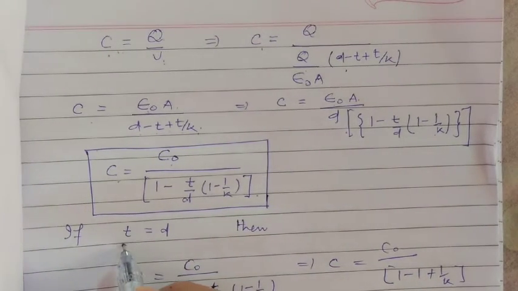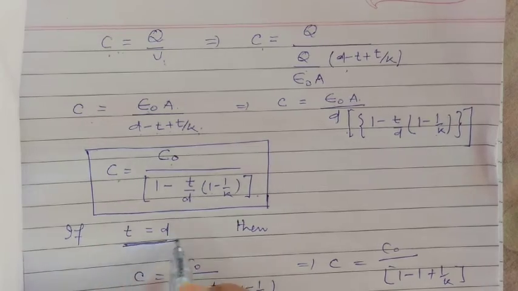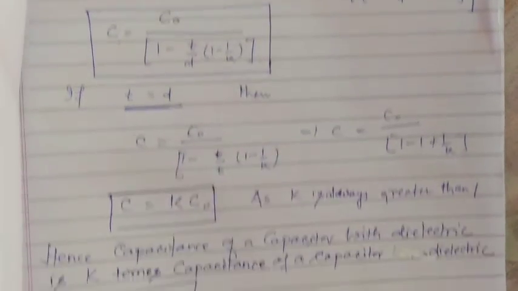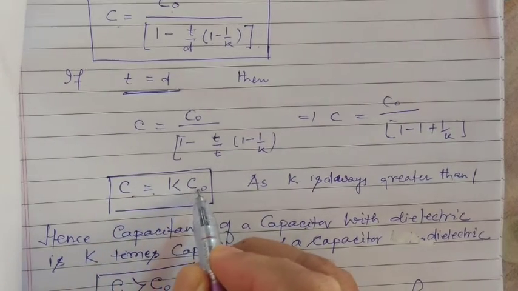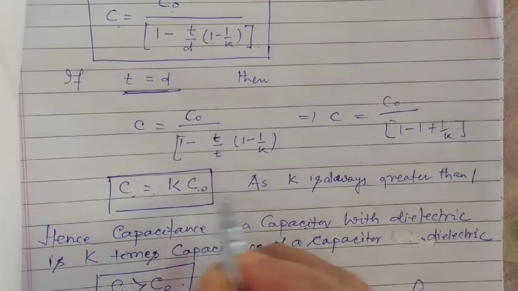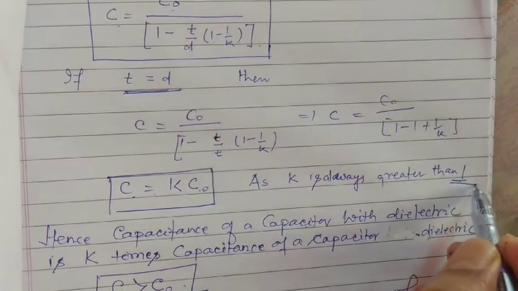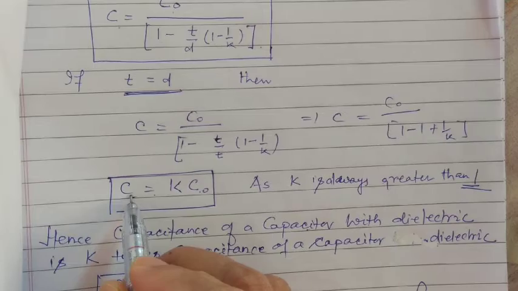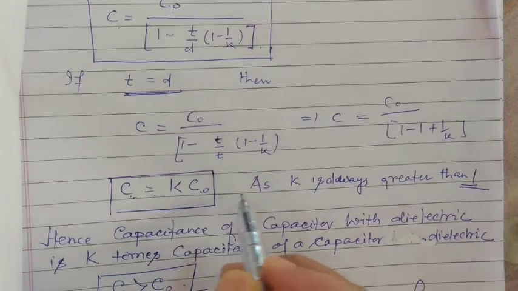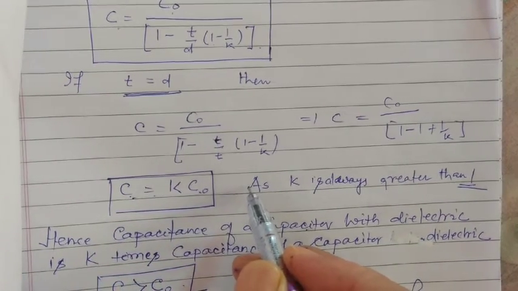If the thickness of the dielectric is equal to the separation between the plates of the capacitor, then C is equal to K C naught. As K is always greater than 1, the capacitance of a capacitor with dielectric is always greater than the capacitance of a capacitor without dielectric.